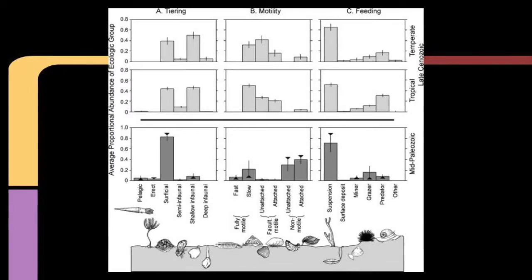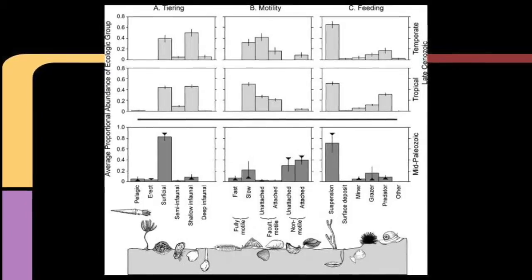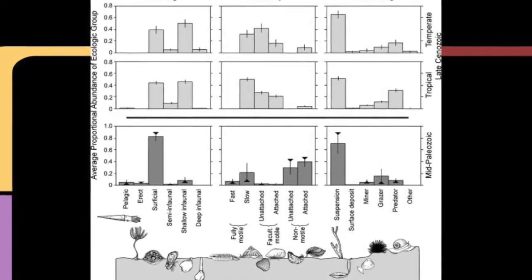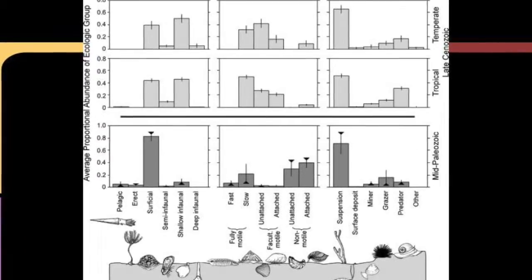This is another graph that perfectly shows the changes in tiering, motility, and feeding between the mid-Paleozoic and late Cenozoic. In the next slide, you will see the modes of life that the paleontologists found to be most dynamic.